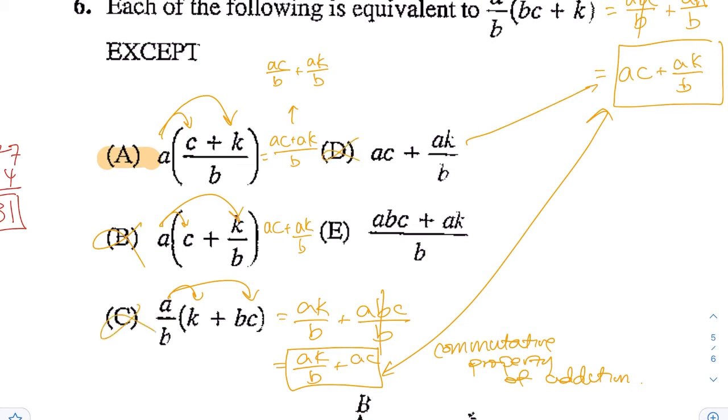And for choice E, you can actually split this into 2 different fractions because you have the same denominator, and that'll give you ABC over B plus AK over B. B cancels out, and you end up with the same as the original. So the answer is choice A.